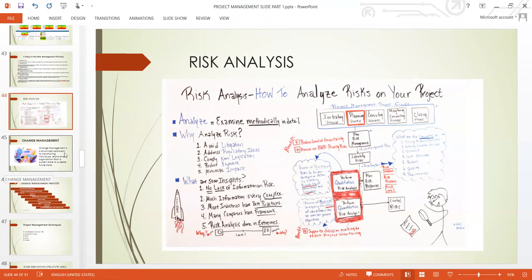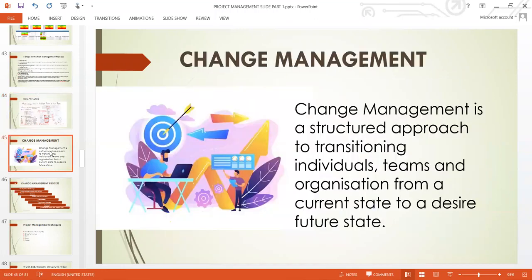Now, the last component which we are going to deal with is change management. Change management is becoming very popular in project management, because it's not just about identifying and implementing a process, or solving a problem. That is one thing, but managing the change is another thing.